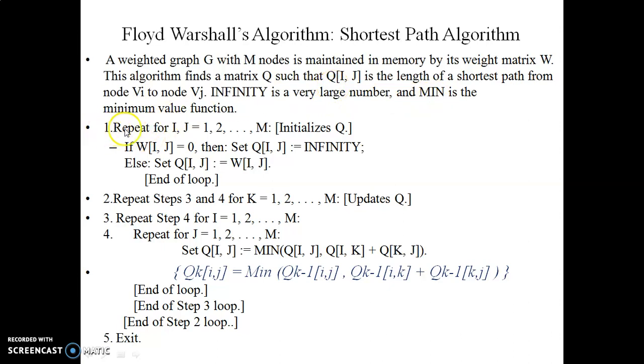The first step, we initialize the Q, that is, if W of ij is equal to 0, then we set Q of ij equal to infinity. Else, we set Q of ij equal to W of ij. This is nothing but setting the infinity and the weights of the given graph.